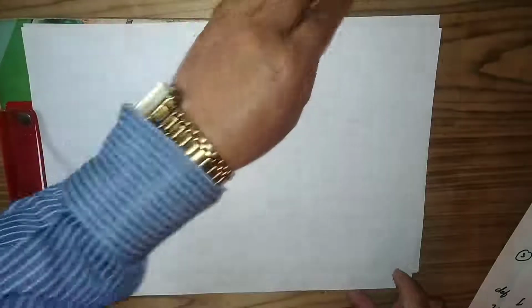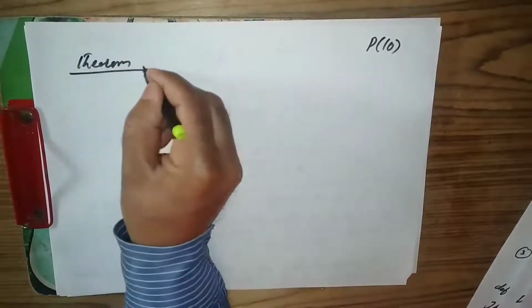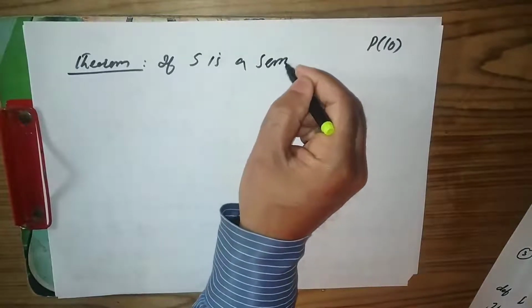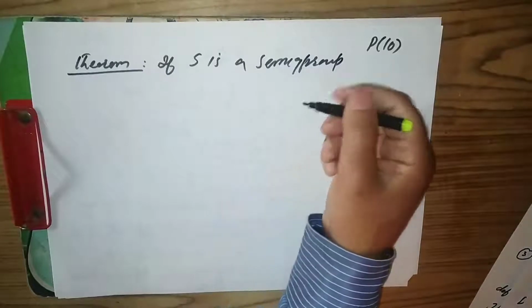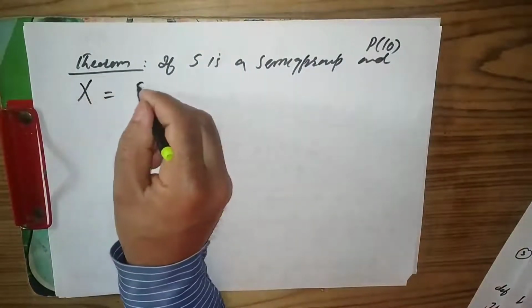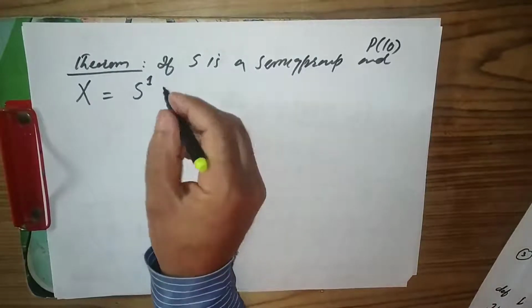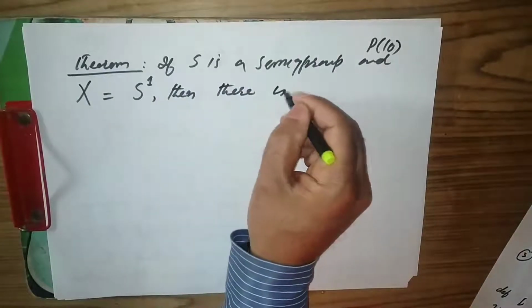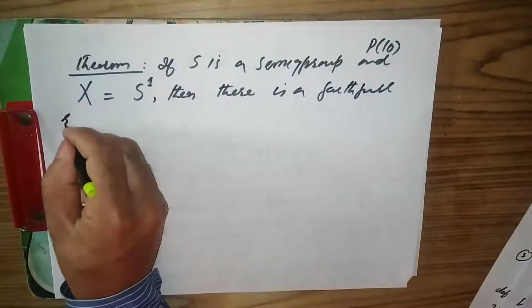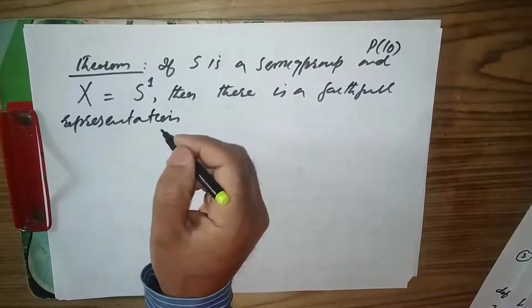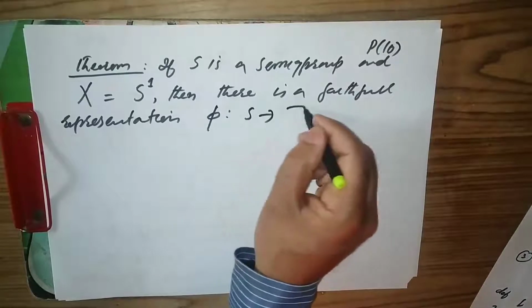So now we prove a theorem which is the analog of Cayley's theorem. Here we show that if S is a semigroup, and let's define X equal to S1, the semigroup S adjoined with an identity, S1. Then there is a faithful representation phi from S to Tx where X is S1.